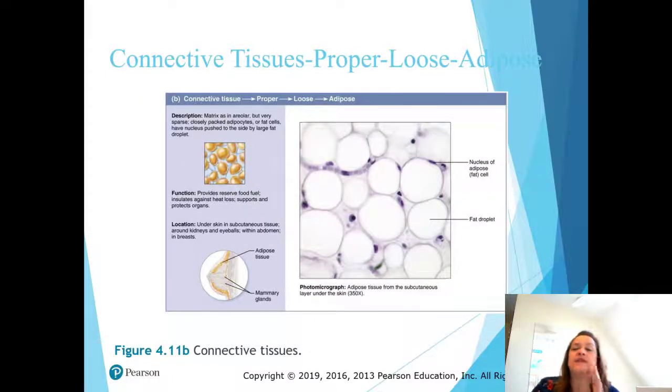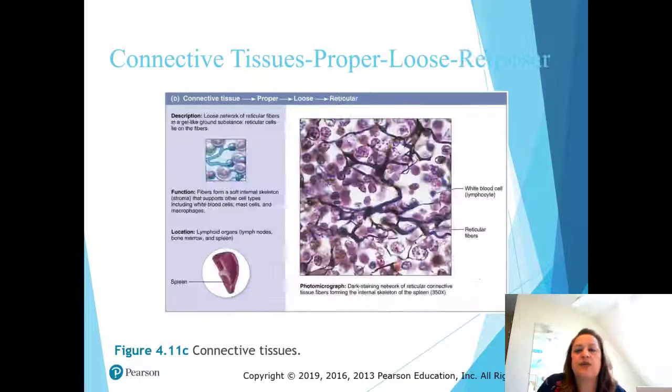This is an interesting looking guy. These are fat cells. Each one of the big round circles is a fat cell. Some of them you can see the nuclei, some of them you can't. Same matrix as areolar, right? But very sparse. Most of these are going to be big fat cells crammed together. And then again, this is fat, so stored energy, insulation, cushioning, protecting the organs. We're going to find it under the skin, within the abdomen, right? All over the place. So it's loose connective tissue, adipose.